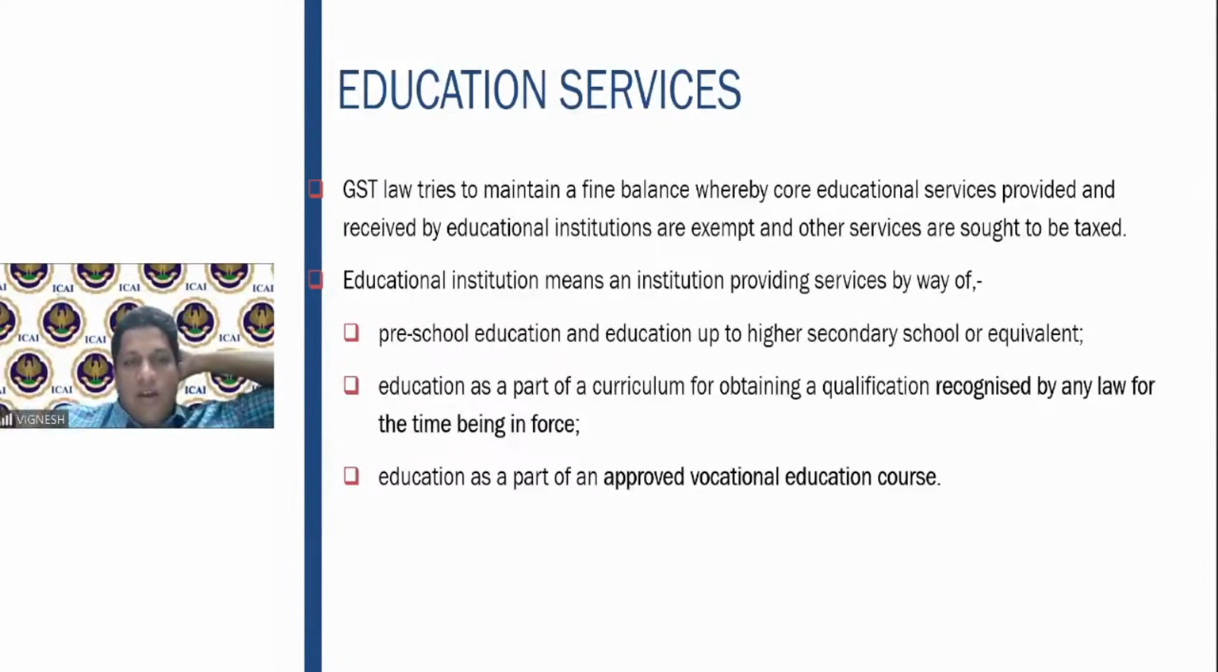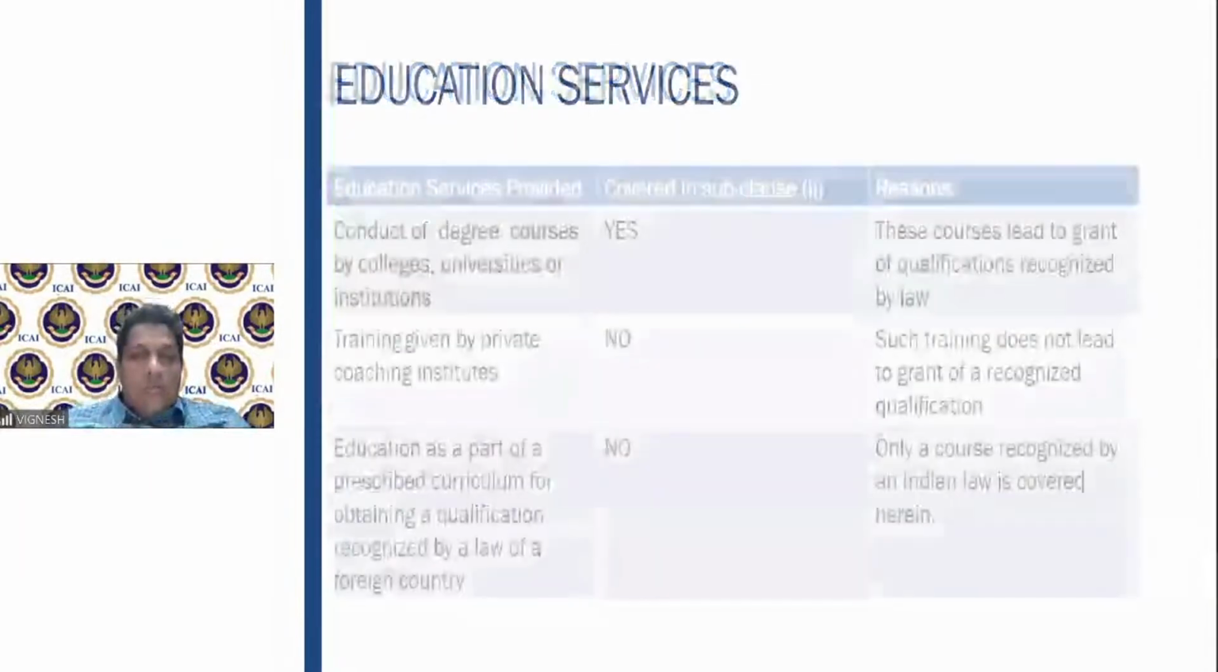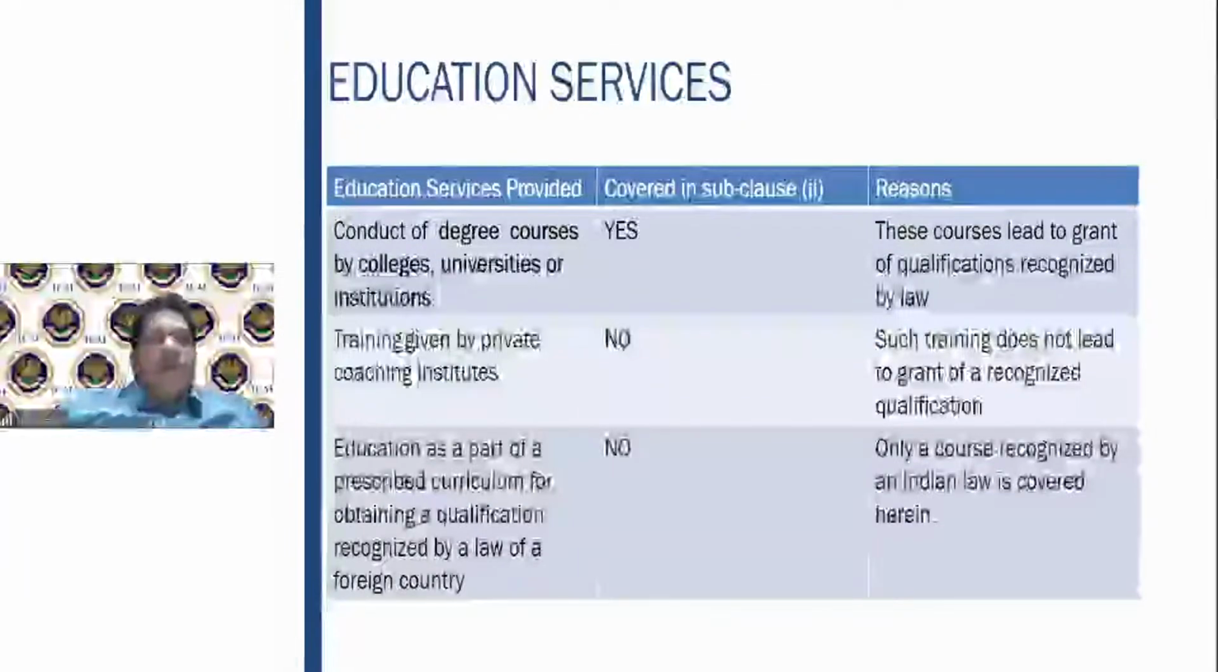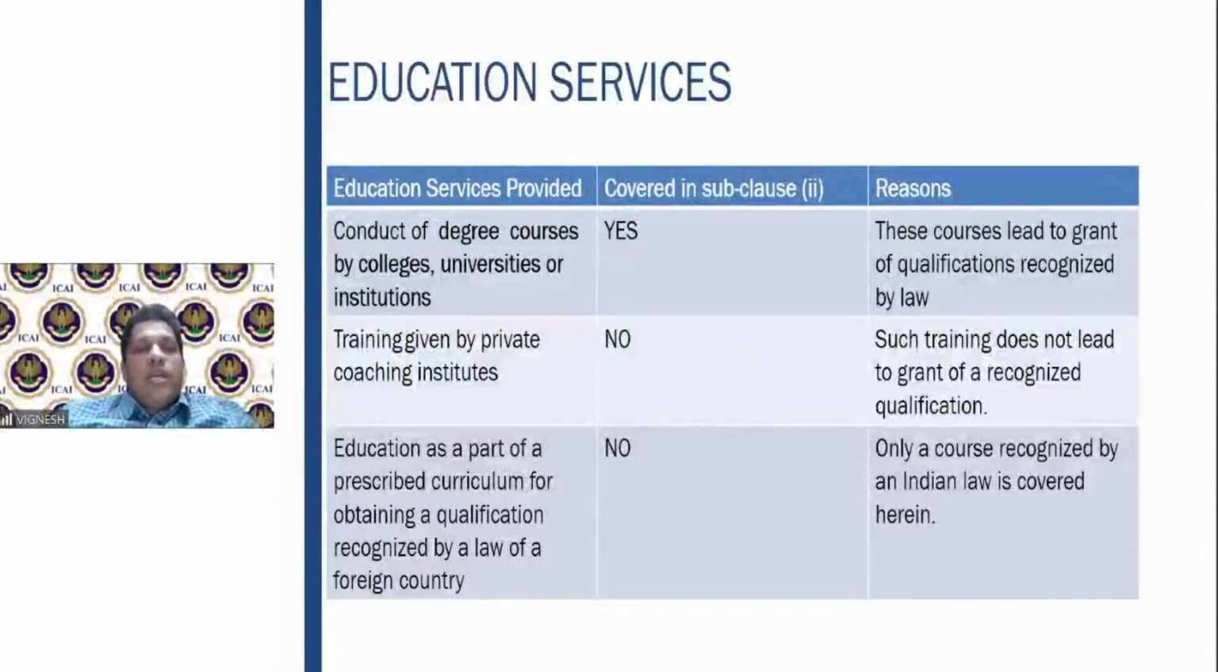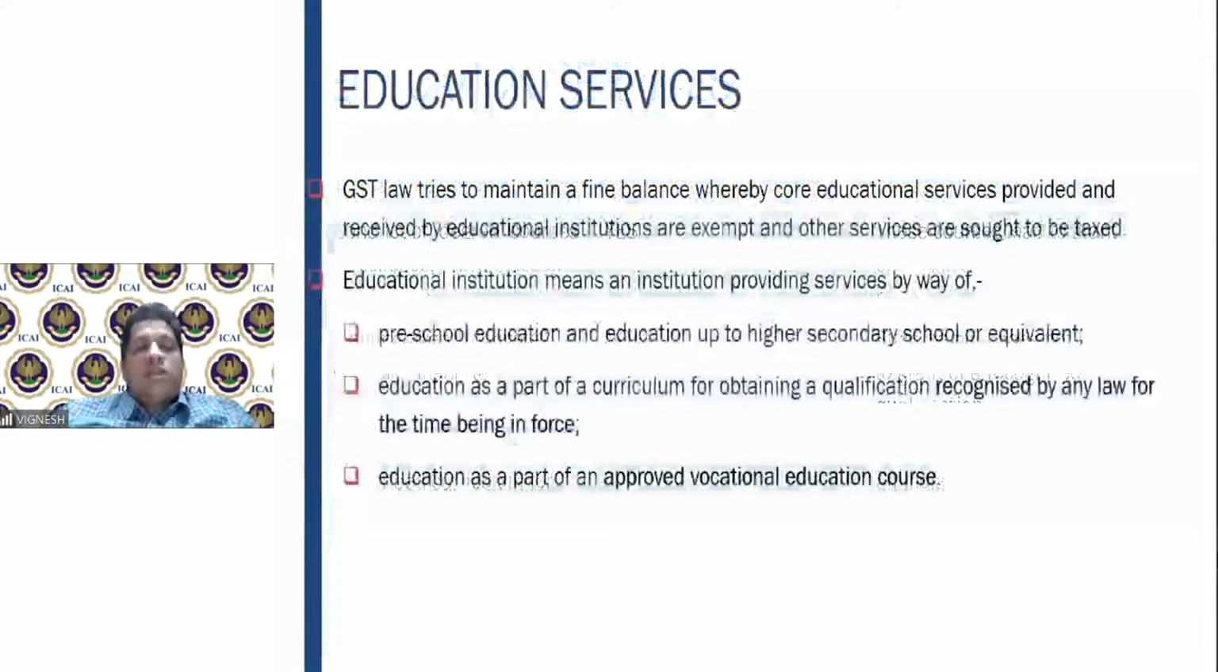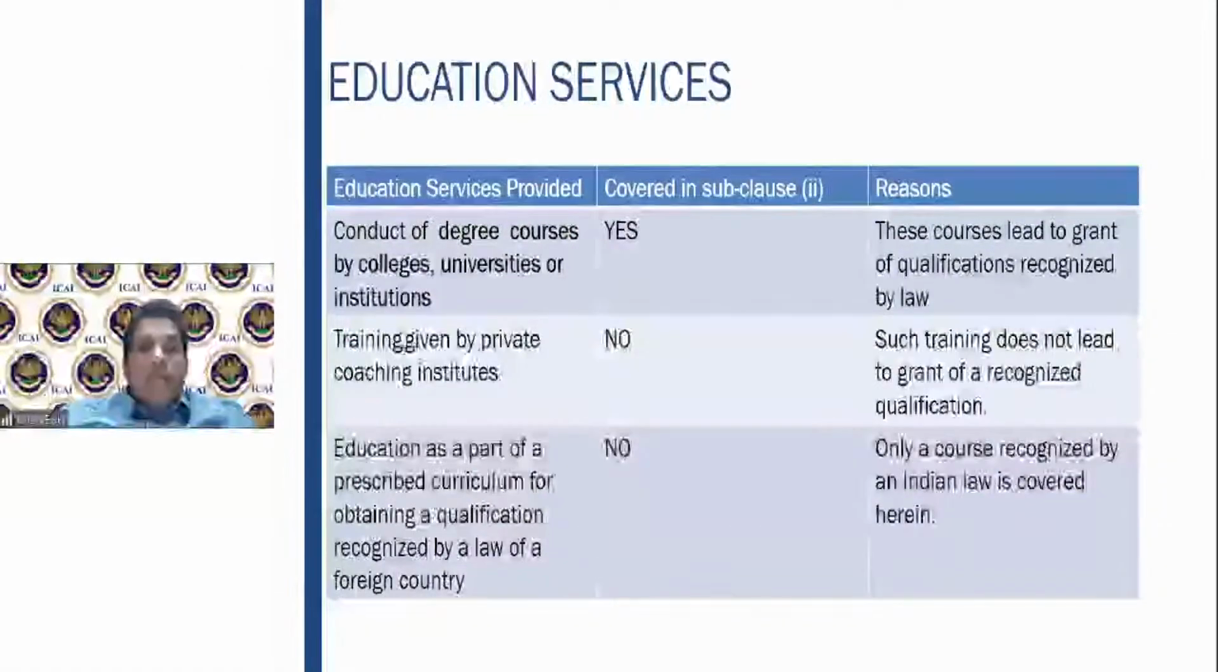So therefore, what is the education institution? It provides the preschool and higher secondary. Second one, education for obtaining qualification under an offering course. And third one, education as a part of an approved vocational education course, the definition of which we have already covered. So these three are the education institutions. So the conduct of degree courses by colleges, universities or institutions is very much exempt, because it leads to the grant of qualification.